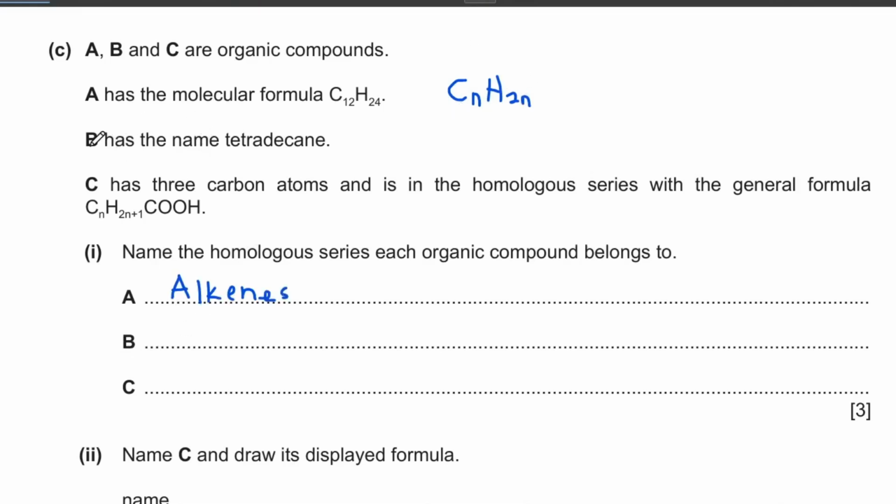Now the next one has the name tetradecane. From the name decane, we already know that it belongs to the alkanes homologous series. And then this one is already showing the general formula for carboxylic acid. So therefore, the homologous series is carboxylic acid. So therefore, these are the homologous series each compound belongs to.